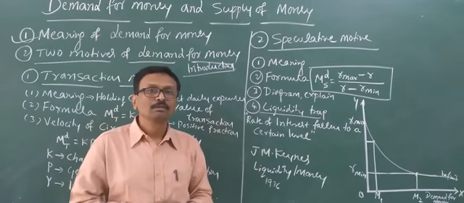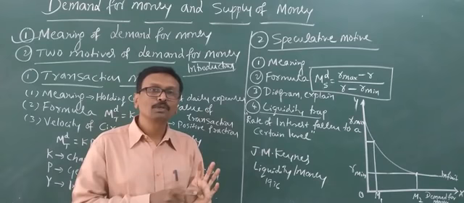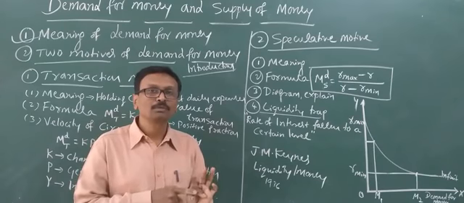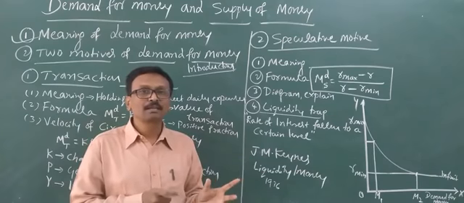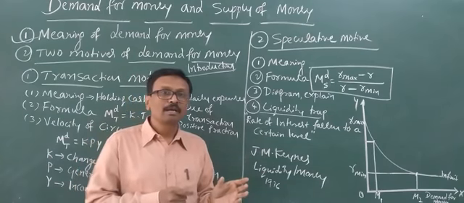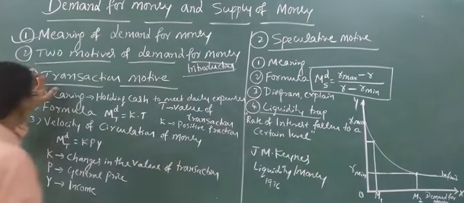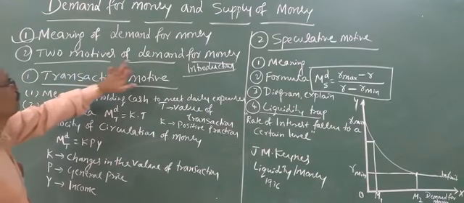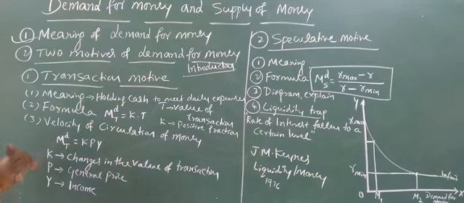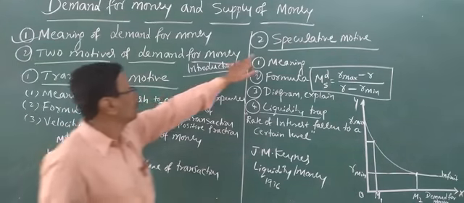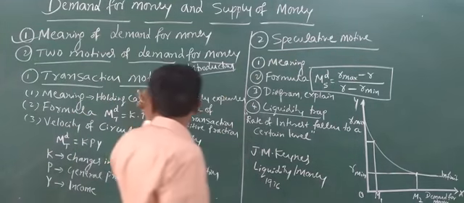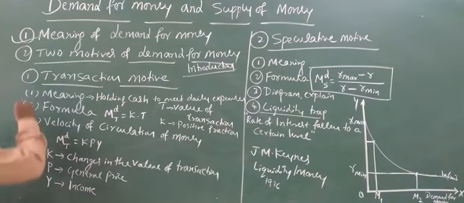First one, transaction motive, precautionary motive, speculative motive. But with simplification, they can be broadly classified into only two categories. Two motives of demand for money: transaction motive and speculative motive. Transaction motive, let us take one by one.